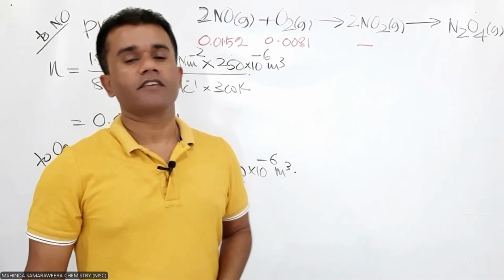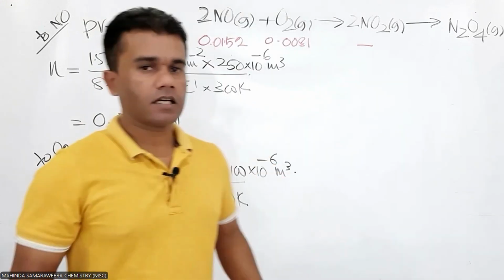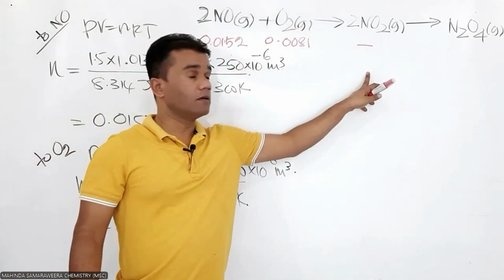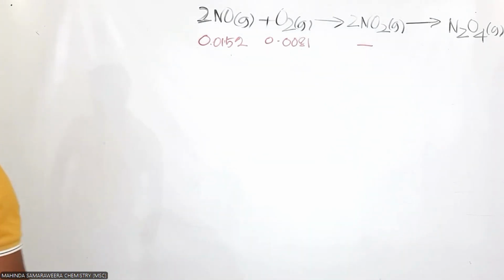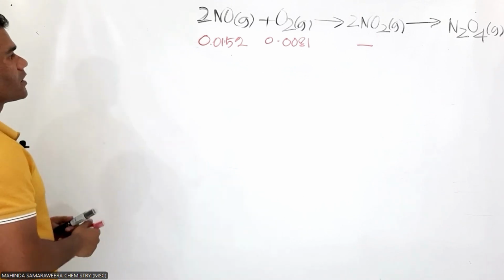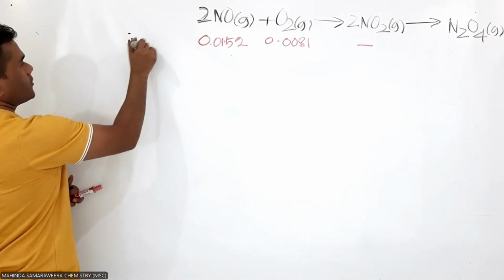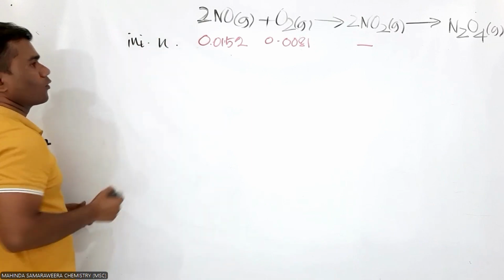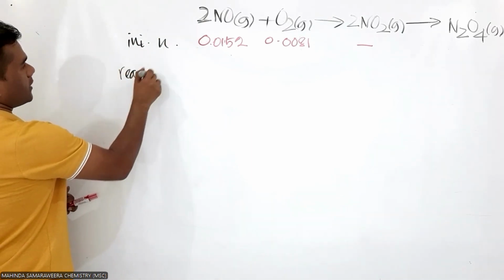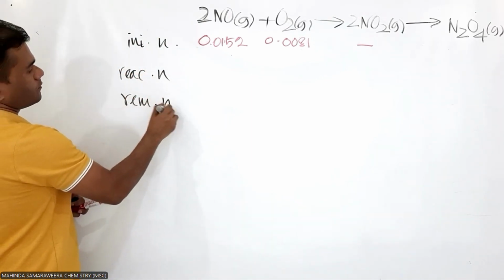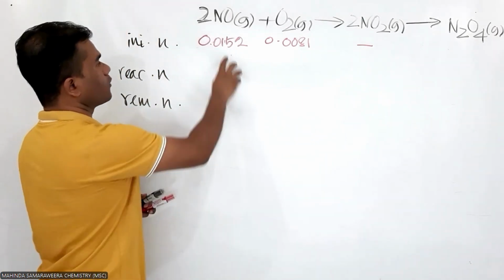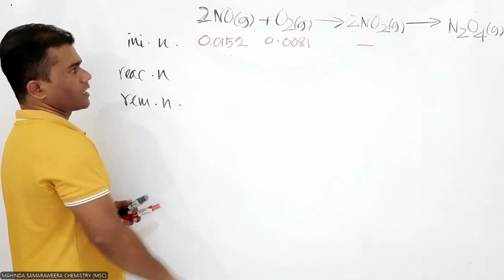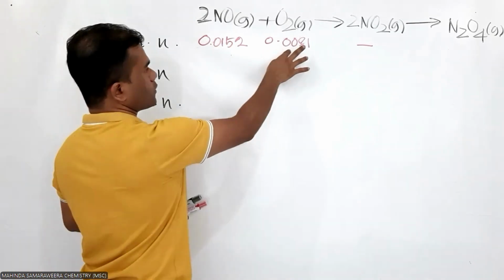The next step is to identify the limiting reagent, because otherwise we can't predict what amount of NO2 is formed here. Let's go to finding the limiting reagent. Since the initial moles of NO and O2 are available, we can go through the reacting moles and then the remaining moles. Since these two are available, we should be able to find out which one is the limiting reagent. Here 0.0152, here 0.0081.